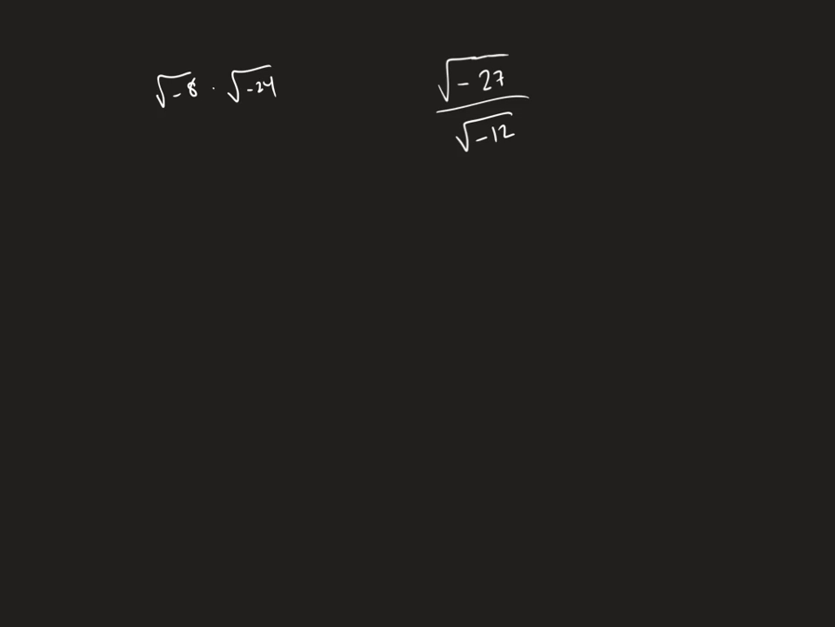Okay, so one of the things we'll need to know how to do is how to do math, especially multiplying and dividing, with these square roots of negative numbers. Now, these square roots of negative numbers are called pure imaginary numbers. Square root of any negative number. Anything that has the i in it, basically.